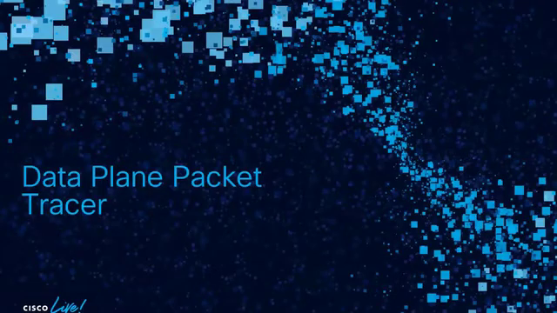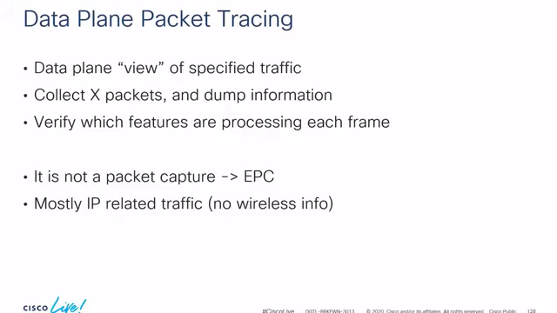In addition to the tracing, which is control plane, and packet capturing, which is just the data, a packet view, we also have a feature called the data plane packet tracer. Now, the point of a data plane packet tracer is not to give you a PCAP, but to give you a view of specified traffic and see how the traffic is being processed through the box as it passes through the data plane.